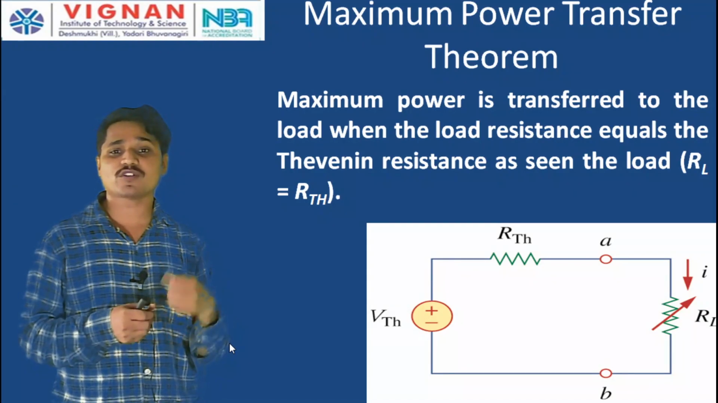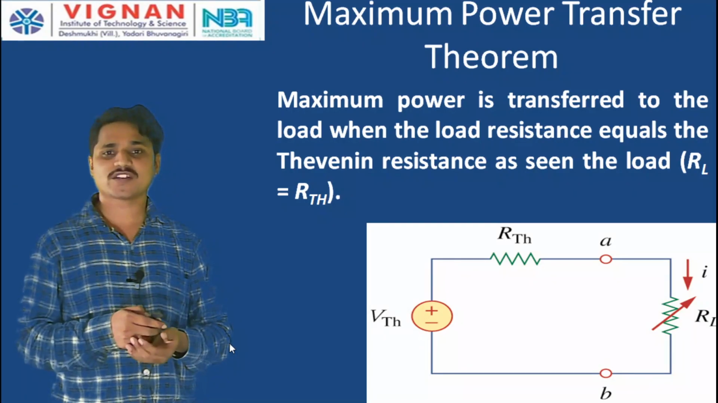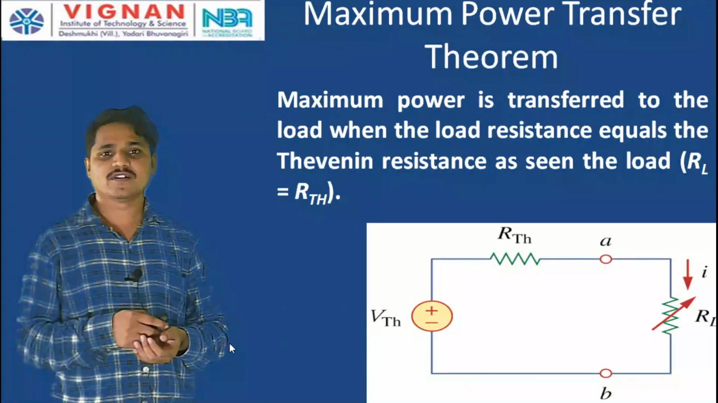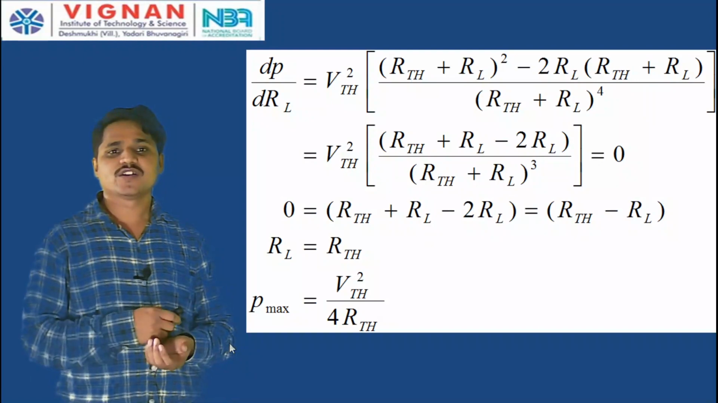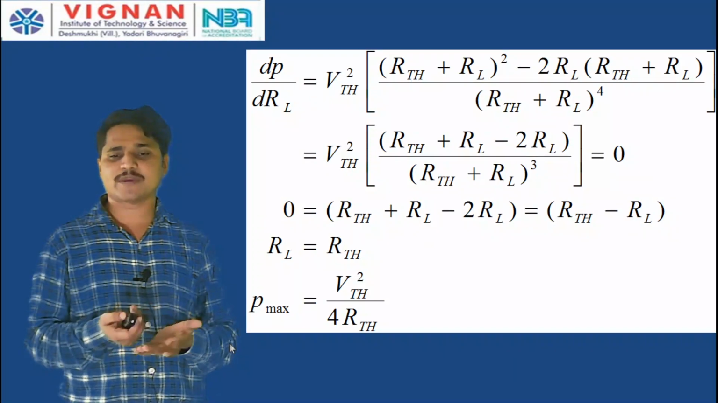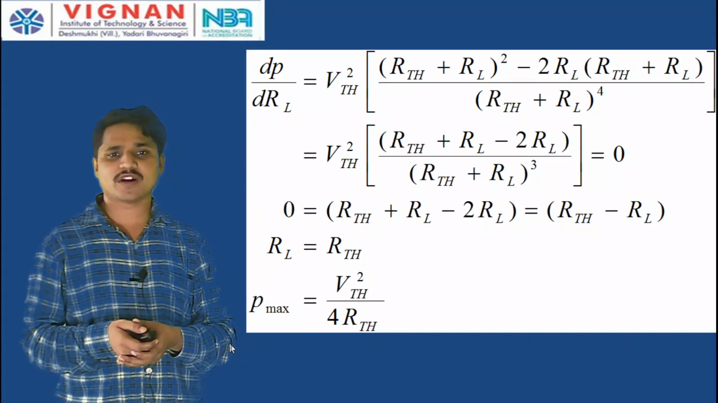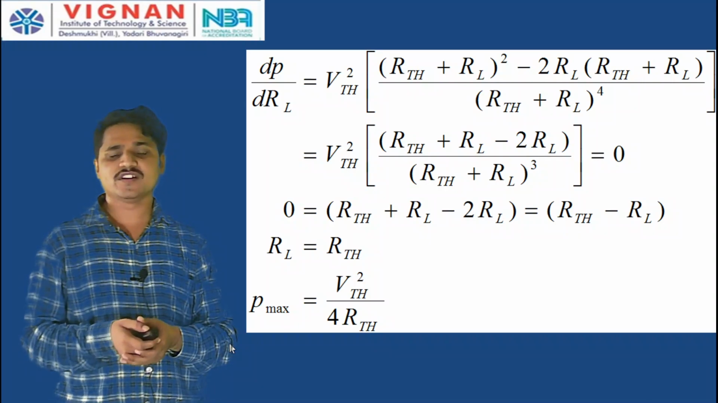Okay. So, that is how you have to think to understand this maximum power transfer theorem. Now, let us derive the condition. To get the maximum or minimum condition, you have to differentiate that equation with respect to the variable.